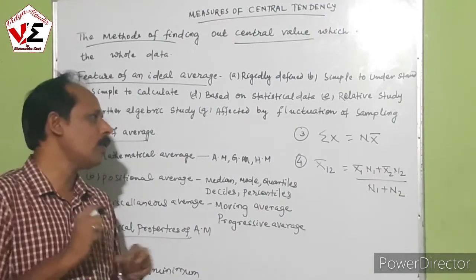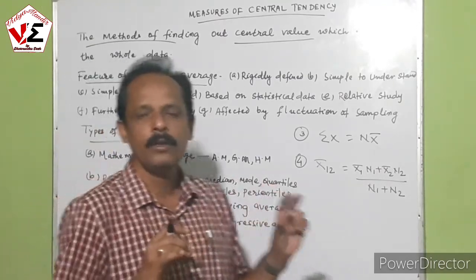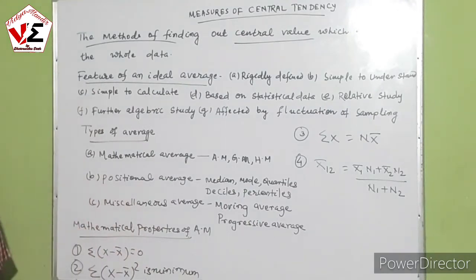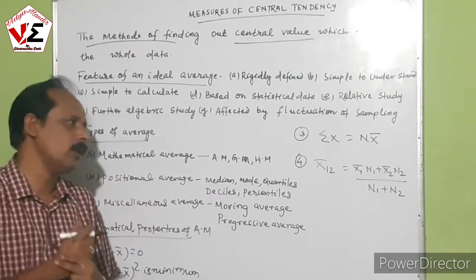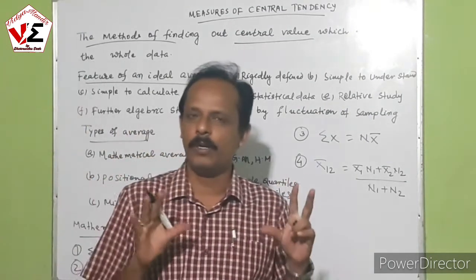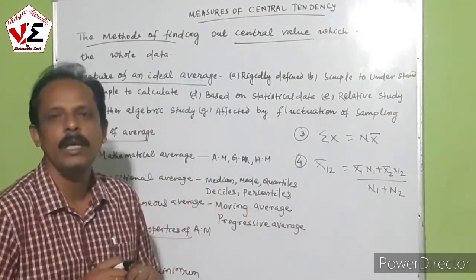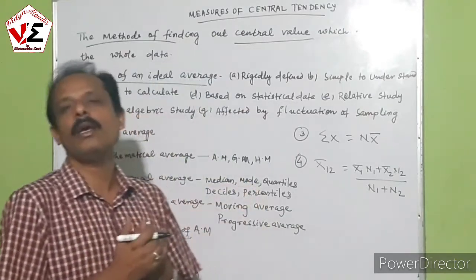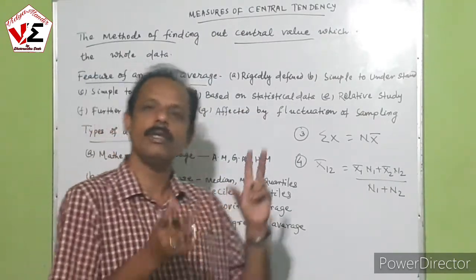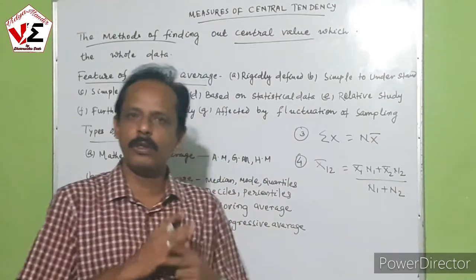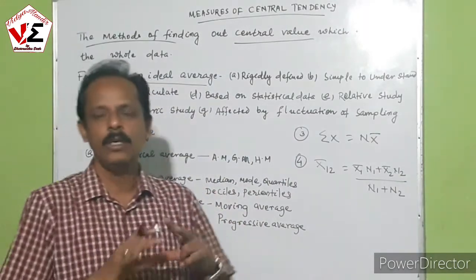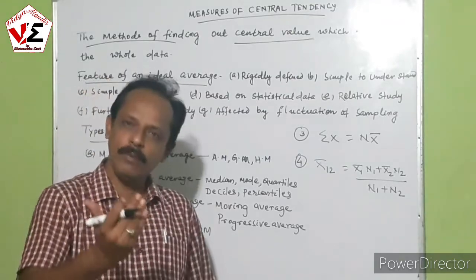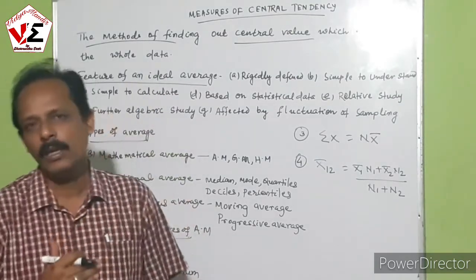And it is affected by fluctuation of sampling. The average is always affected by sampling. Suppose you are finding the average of marks obtained by the students in a particular class. One student secures 5 and another student secures 95. When you make the average, the student who secured 95 gets a loss, and the student who secured 5 gets a benefit. So it is affected by fluctuation of sampling, and extreme values affect the average.